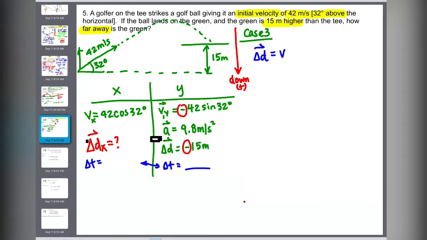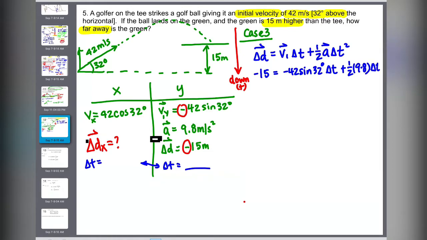Okay, so I'm still using the equation delta D equals v1 delta T plus 1/2 a delta T squared. Plug in my information. Delta D is negative 15 equals negative 42 sine of 32, and I have my time as my unknown, plus 1/2 times a T squared. Plug in things that I know. Expand it out. And do you see I have a T and a T squared?